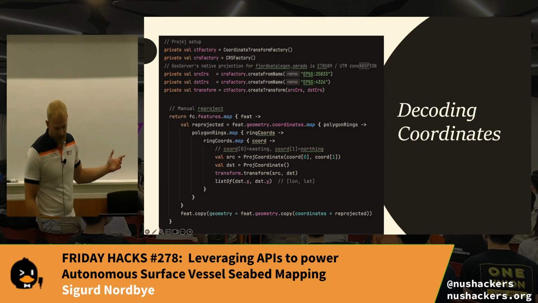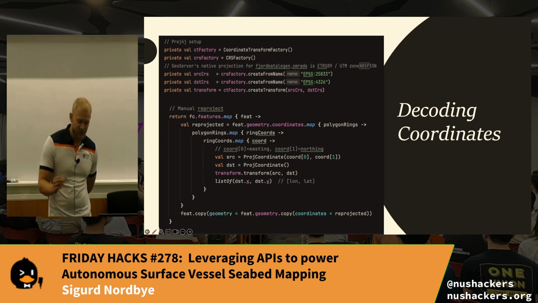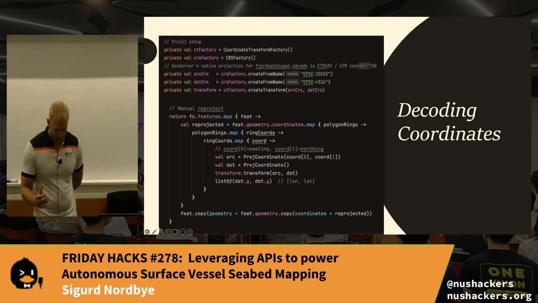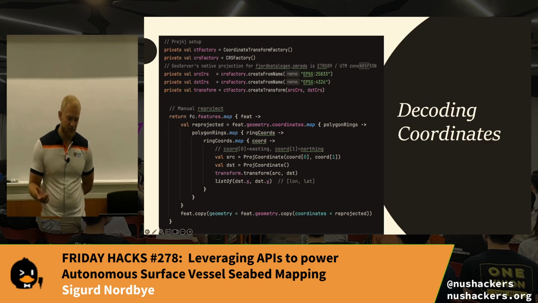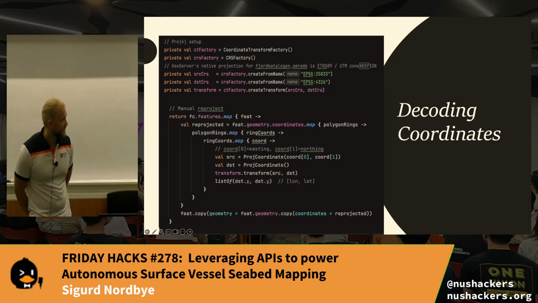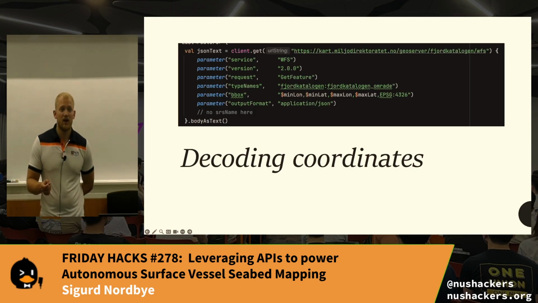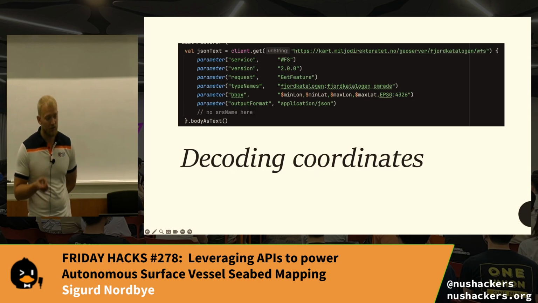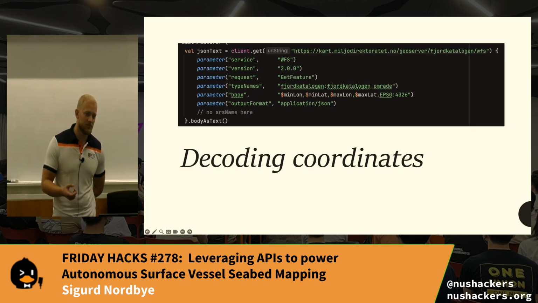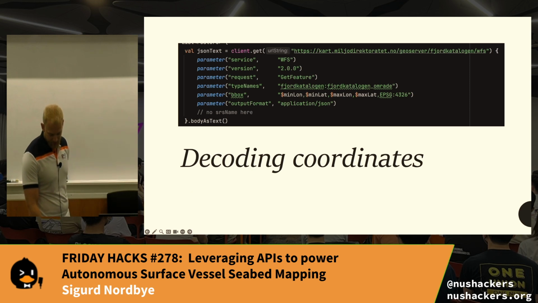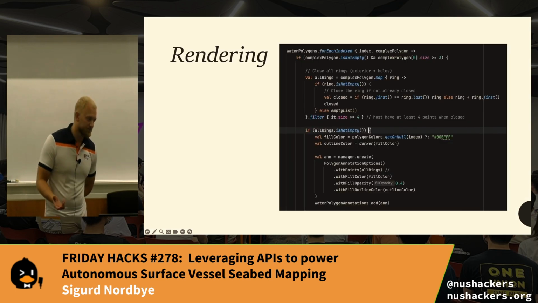As you can see here, I project from one certain coordinate system, EPSG something, to another one, with the use of a library called Proj4J. It's quite simple. And also, something you should be aware of is that you can actually specify the coordinate system which you want in your URL call. So therefore you don't even have to decode them, but not all APIs have this, of course.